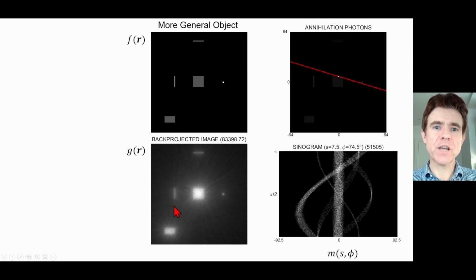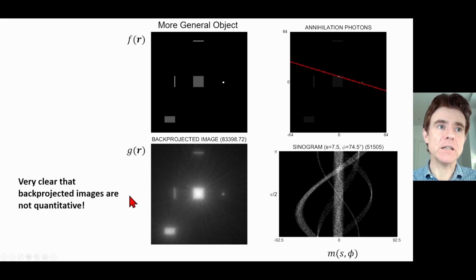Now, if we just carry on with that back projection method that I was showing earlier on, we might have thought, well, actually that looks quite good. It seems like we can actually localize the sources very well, so why go about reconstructing it? Well, we can see very clearly that back projected images are quite poor in quality, and they're certainly not quantitative.